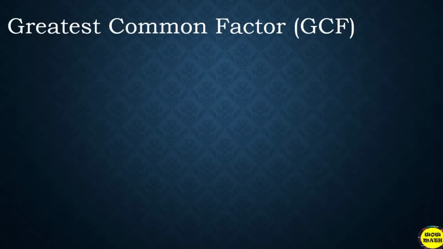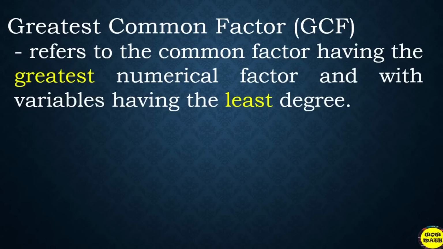Okay, so let's start. So, what is the greatest common factor, or the GCF? Ito yung tinatawag natin GCF o madalas natin ginagamit kapag nagfa-factor tayo ng polynomials. So, it refers to the common factor having the greatest numerical factor and with variables having the least degree. So, kukunin natin yung common factor sa kanilang dalawa and then kukunin natin yung mataas. Okay? Pagdating naman sa variables, ang kukunin natin ay yung mababa ang exponent, yung pinakamababa ang exponent.